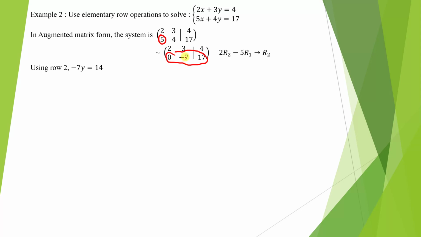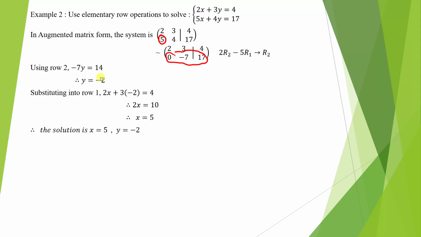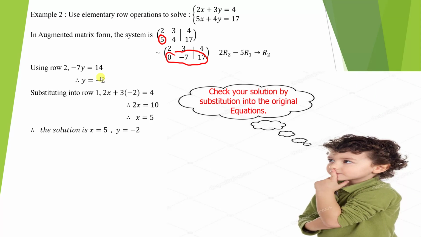This one is equal to 14, because this is 4, 3. So minus 7y equals 14, so we get y equal to minus 2. Substitute into row 1, we get x equal to 5. So the solution is x equal to 5 and y equal to minus 2. This is the solution of our equation.